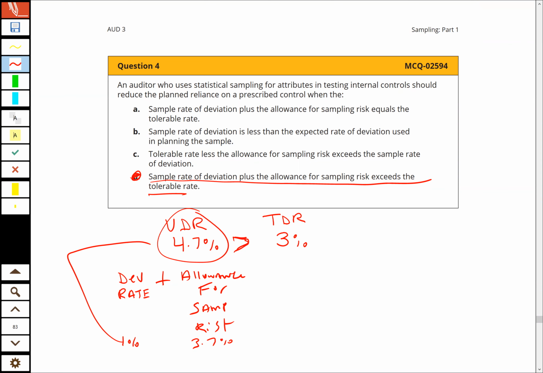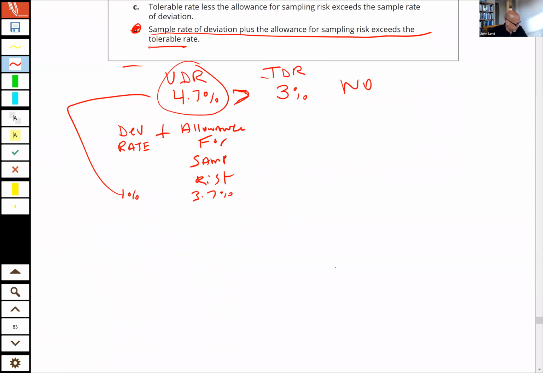That was our example. Upper deviation rate, we compared it to tolerable rate. We said, no, don't rely. If your tolerable rate was 3%, upper deviation rate was 4.7%. We know we can't rely on the control in that situation. And then all this was doing was expecting us to know what constituted the upper deviation rate, which is deviation rate plus the allowance for sampling risk, right? Again, I use numbers to explain this, but it's a completely definitional question.